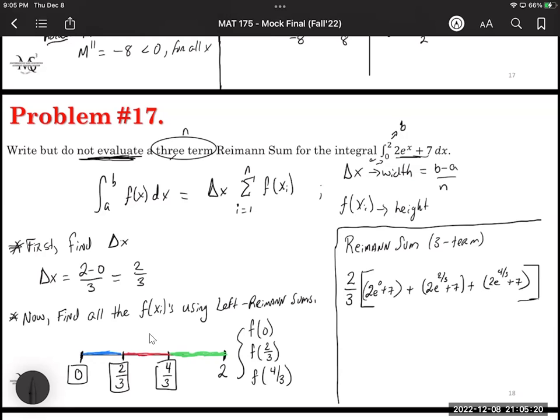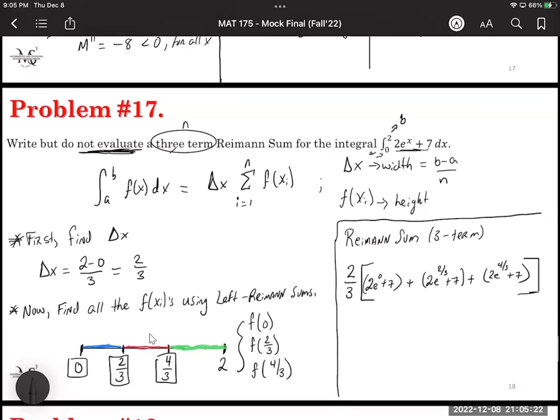And that's it. That is your Riemann sum, right? 2/3 was the width. The values inside the brackets, 2e to the 0 plus 7, then 2e to the power of 2/3 plus 7, then 2e to the power of 4/3 plus 7, are the heights of each single rectangle where I used the left endpoints of my partition. Questions?